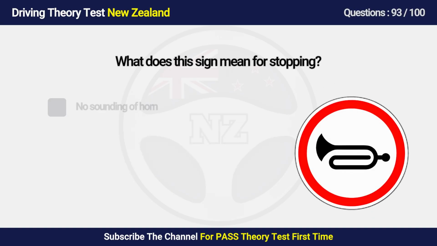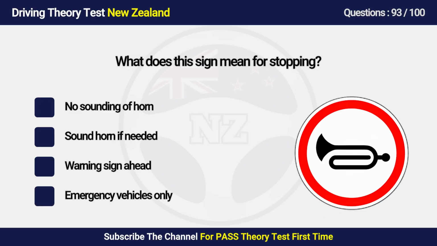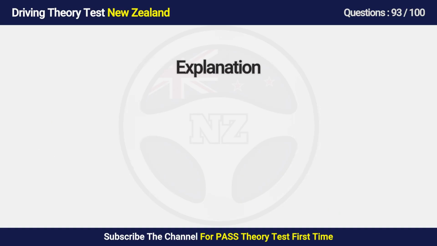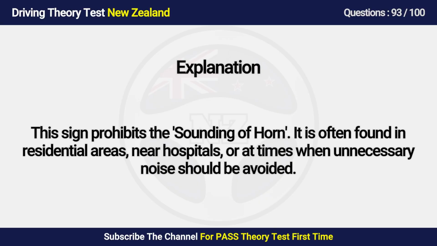Question 93. What does this sign mean for stopping? A. No sounding of horn. B. Sound horn if needed. C. Warning sign ahead. D. Emergency vehicles only. Answer is A. No sounding of horn. This sign prohibits the sounding of horn. It is often found in residential areas, near hospitals, or at times when unnecessary noise should be avoided.